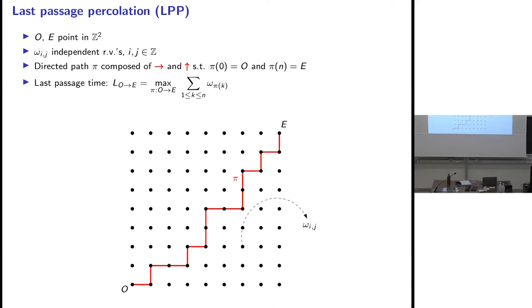This model has been heavily studied in the past. For example, it is well known that if you take omega ij to be iid exponentially distributed, the fluctuations of the last passage time are described by the GOE Tracy-Widom distribution. But a different, Poissonized version of this model was also considered, in the sense that your randomness is no longer placed on a lattice, but is given by a Poisson point process on the unit square. And then the path tries to maximize the number of points that are collected.